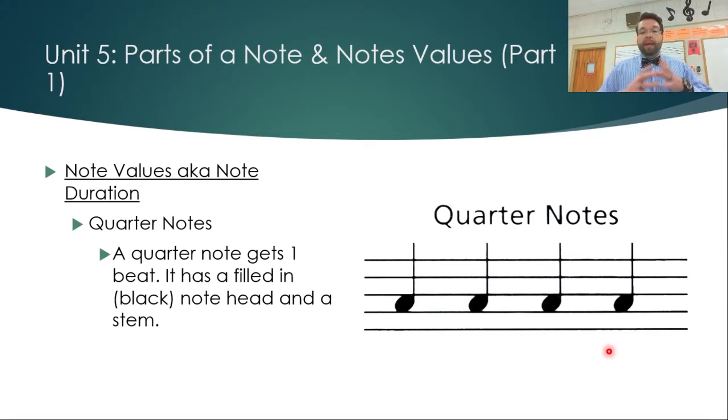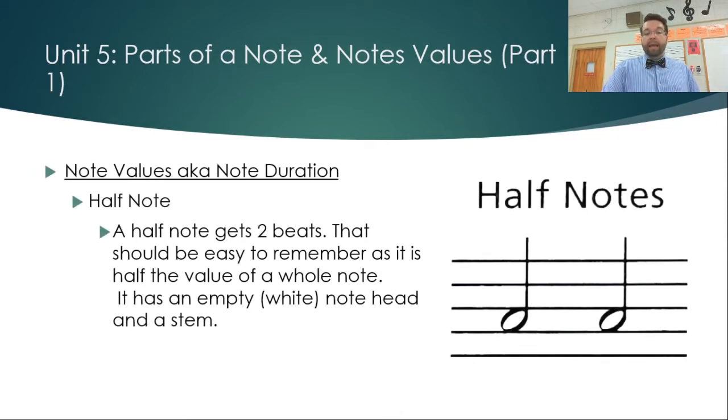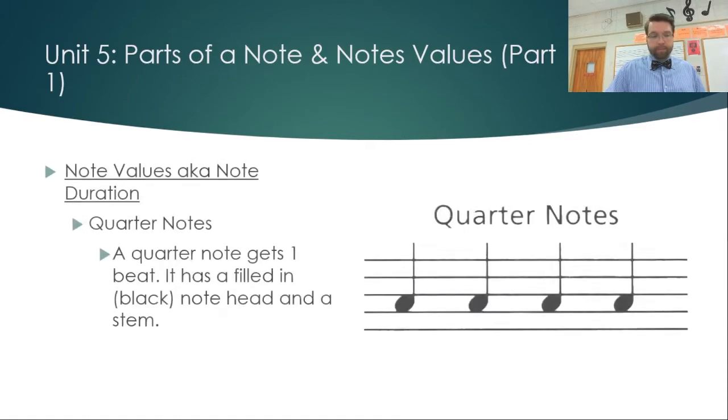So now we're going to break it down even further. Each one of those half notes can divide down into 2 quarter notes. So this is 1 quarter note, this is a quarter note, this is a quarter note. All 4 of these are quarter notes, and it gets 1 beat. Okay, and if you notice the quarter note, the note head is filled in solid black. That's how you can tell the difference between a quarter note as this and a half note such as this.